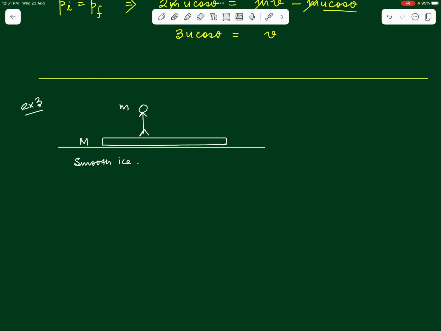Now the question is that if the man starts moving on the platform with a speed v relative to the platform, with what velocity relative to the ice does the platform recoil?